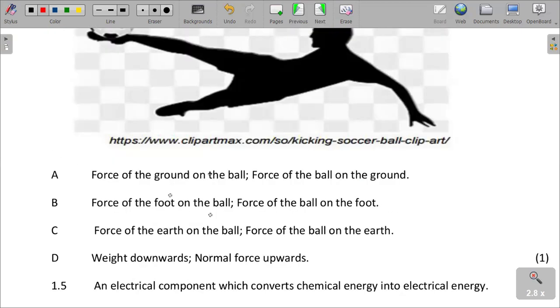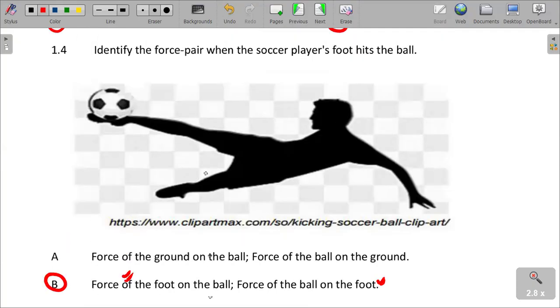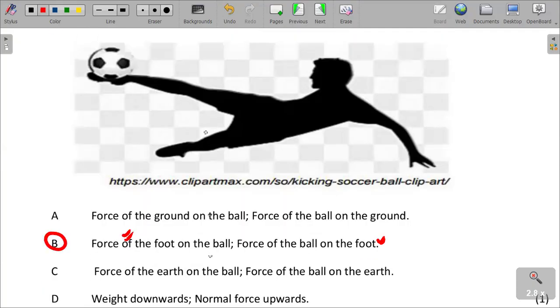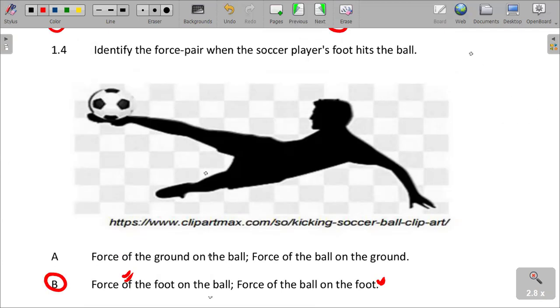So this can be identified by what? Force of the foot on the ball is correct. When you hit the ball, the force of the foot on the ball is right, and the force of the ball on the foot is also a double thing. So therefore, our answer must be B, to say that when this man dives to hit the ball, there is force of the foot on the ball and force of the ball on the foot. So the correct answer should be B.